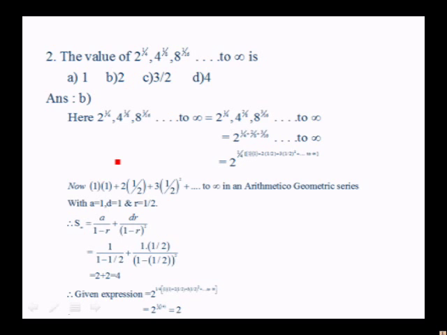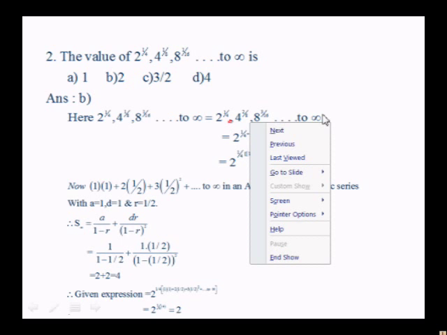Next question, the value of 2 to the power of 1 by 4, 4 to the power of 1 by 8, 8 to the power of 1 by 16, etc. to infinity is 1, 2, 3 by 2, 4. Here, 2 to the power of 1 by 4, 4 to the power of 1 by 8, etc. to infinity can be written as 2 to the power of 1 by 4 into 2 to the power of 2 by 8, 2 to the power of 3 by 16, etc.